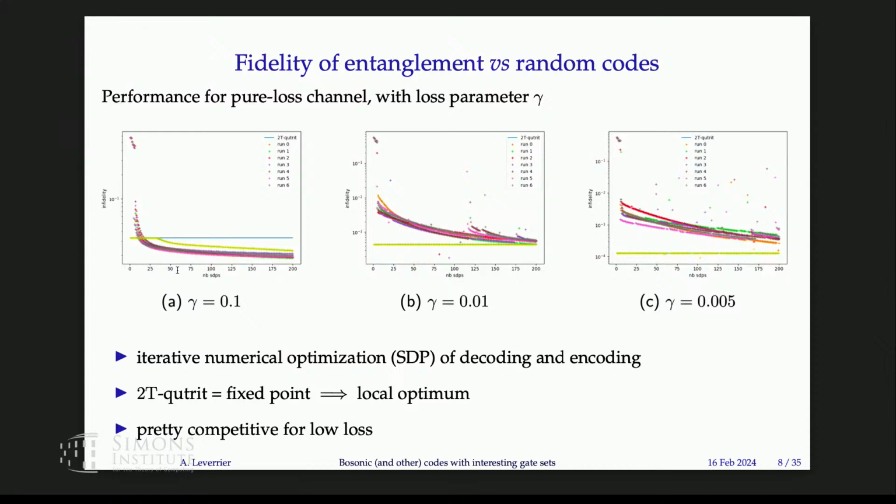What you want is a small infidelity. Here, this green thing is the 2T qubit for different values of the loss parameter. And these other things are what you find when you start with a random encoding, and then you optimize encoding and decoding. What we find is that the 2T qubit is a fixed point of this optimization, so it's a local optimum, and it's pretty competitive if you have low loss.